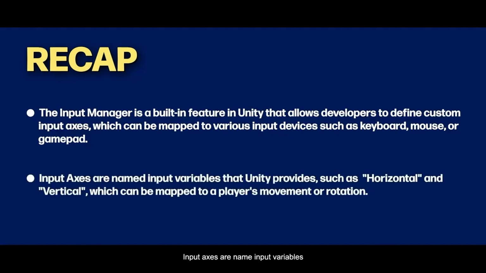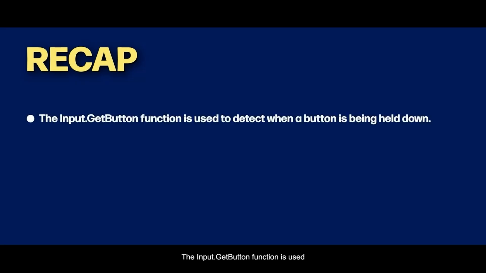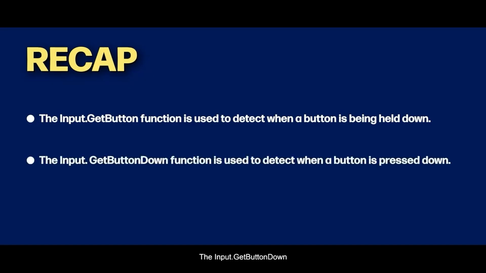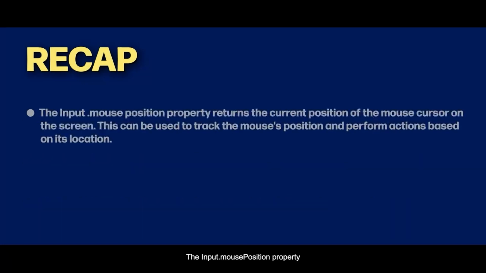Input axes are named input variables that Unity provides such as horizontal and vertical, which can be mapped to a player's movement or rotation. The Input.GetButton function is used to detect when a button is being held down. The Input.GetButtonDown function is used to detect when a button is being pressed down. The Input.GetButtonUp function is used to detect when a button is released. The Input.mousePosition property returns the current position of the mouse cursor on the screen. This can be used to track the mouse position and perform actions based on its location.